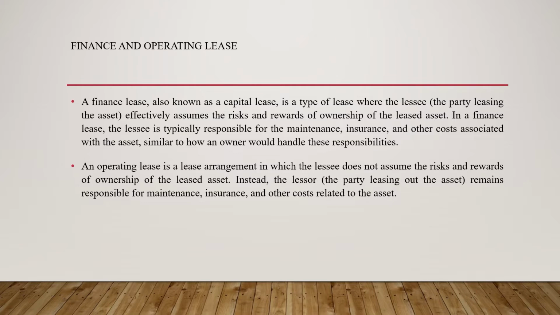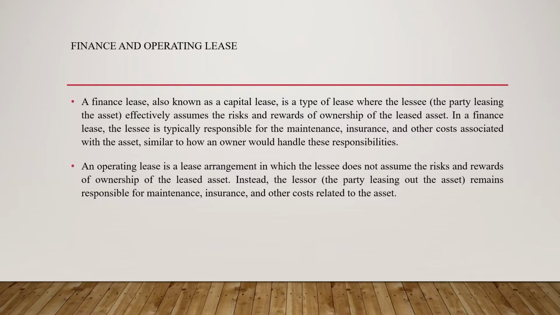In terms of depreciation and interest, the lessee recognizes both the depreciation expense and interest expense over the life of the lease. Depreciation reflects the decrease in the value of the asset over time, and interest expense is related to the cost of financing the lease liability. Further, in terms of financial reporting, the finance leased asset value is reflected on the lessee's balance sheet along with the associated liability. This can impact financial ratios and key financial metrics of the lessee. So, this was about the finance lease.